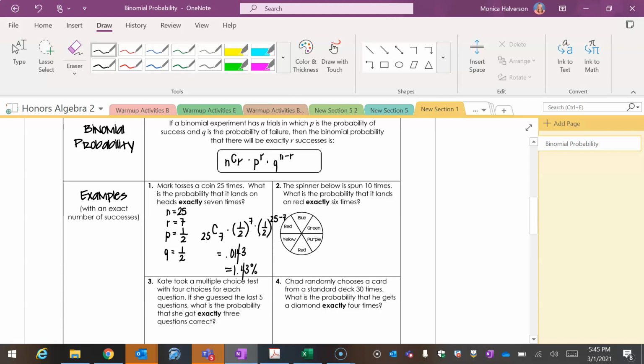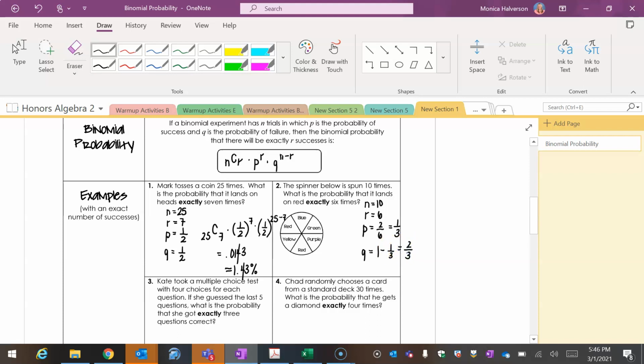All right, let's do number 2 together. The spinner below is spun 10 times. So we know the number of trials is equal to 10. What is the probability that it lands on red exactly 6 times? So the success is going to be 6 times, so R equals 6. And then let's talk about the probability of success. The probability of success is 2/6, red. So that simplifies to 1/3. The probability of failure is 1 minus 1/3, which is equal to 2/3.